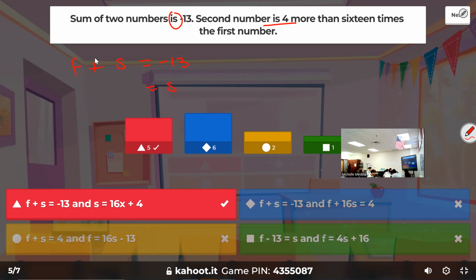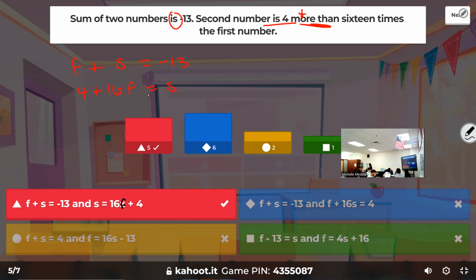Second number is 4 more than, what does more than tell us to do? Add. So I'm going to do 4 plus 16 times, what does times tell us to do? And we're timesing the first number, which we labeled as F. So something to that effect. I do think that they should have put an F right here, like you can't just randomly switch the variables. But if you look at all the other answer options, this one is the best one. Like that.